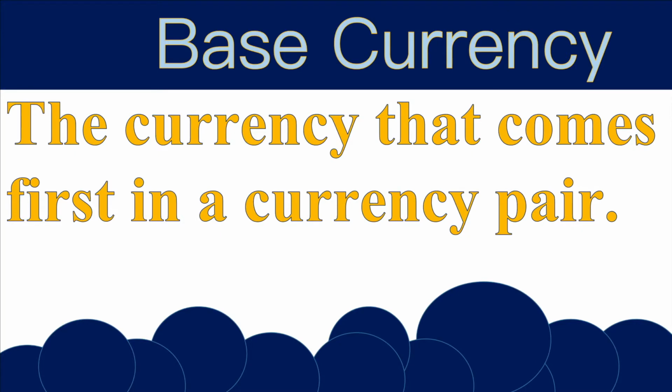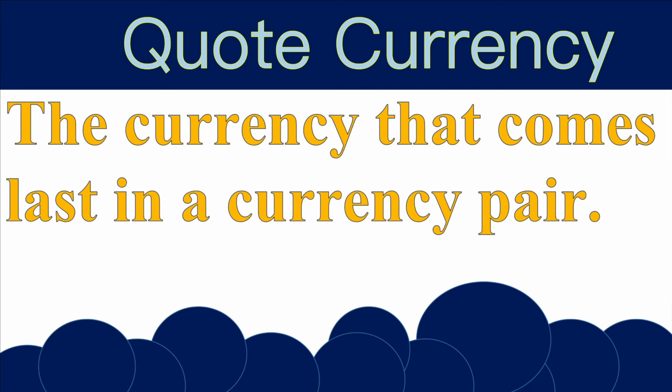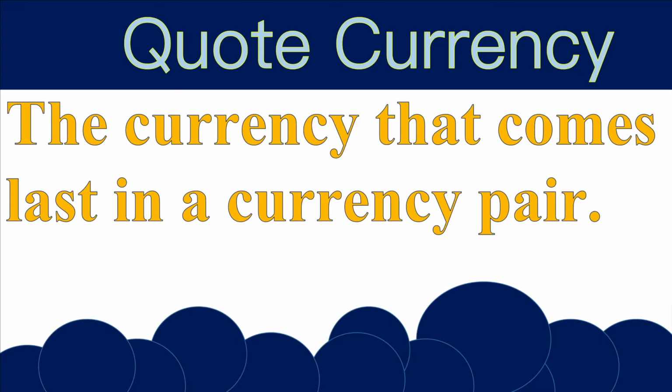The next thing here is the base currency. The currency that comes first in a currency pair is the base currency. Here we have GBPUSD. When you look at this currency pair, you see that GBP is the first one, which is the base currency. So let's see the next topic. Quote currency. Quote currency simply means the last in a currency pair. So since GBP is the base currency here, then USD is the quote currency. Let's move to the next slide.